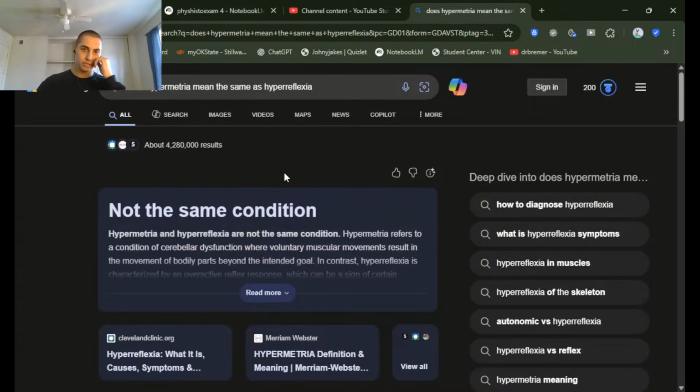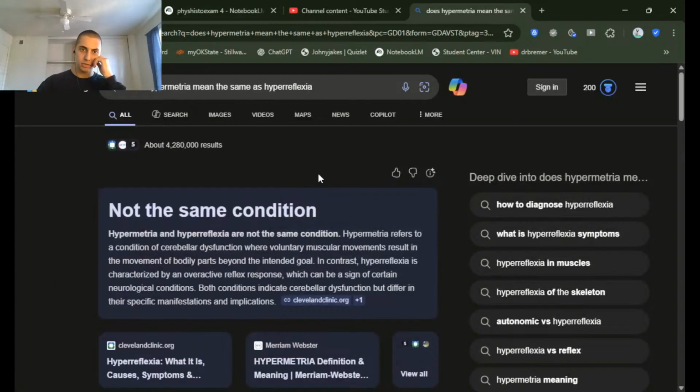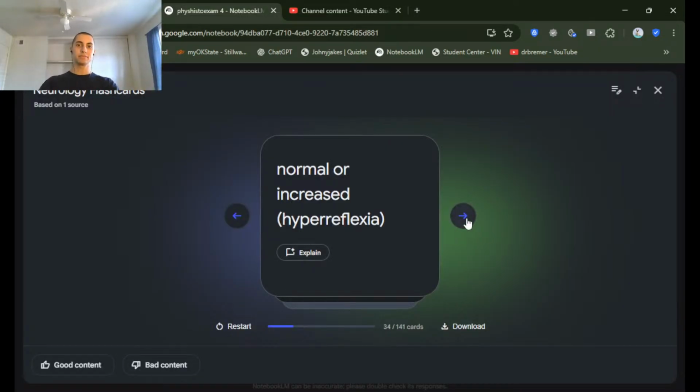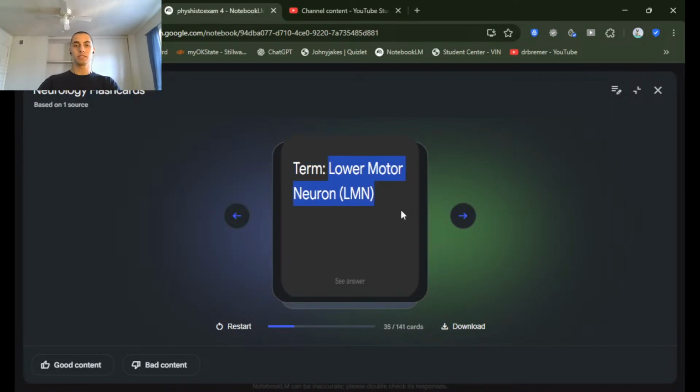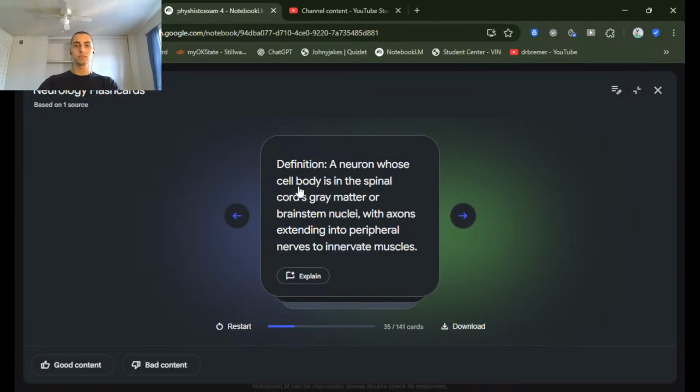Hypermetria and hyperreflexia are not the same. Hypermetria is cerebellar dysfunction. Hyperreflexia, okay. So not exactly. Lower motor neuron results in hyporeflexia. A lower motor neuron is a neuron whose cell body is in the spinal cord's gray matter or brainstem nuclei, with axons extending into peripheral nerves to innervate muscles.